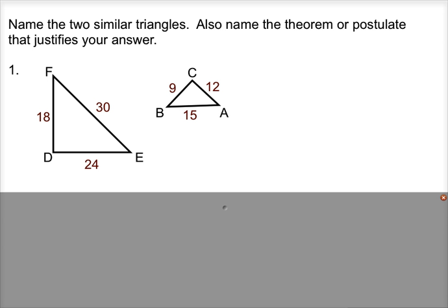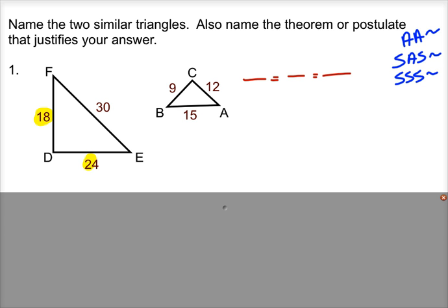So as I go through these, I'm always looking for angle-angle similarity, side-angle-side similarity, or side-side-side similarity. So number one, they don't give me any angles whatsoever, so my choice is to look for sides. I'm going to just set up one big proportion.